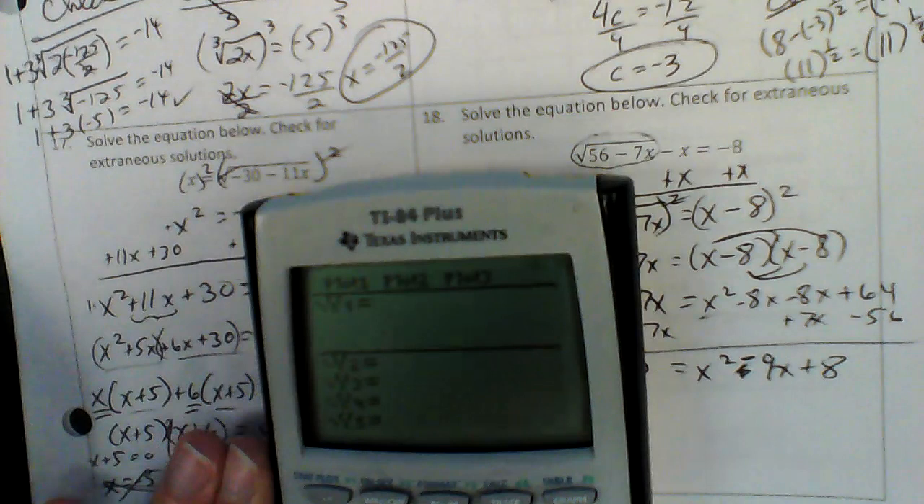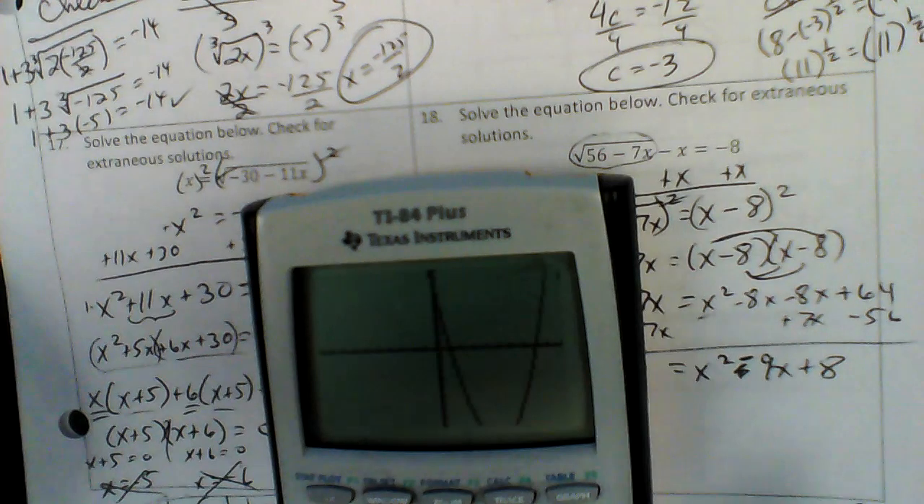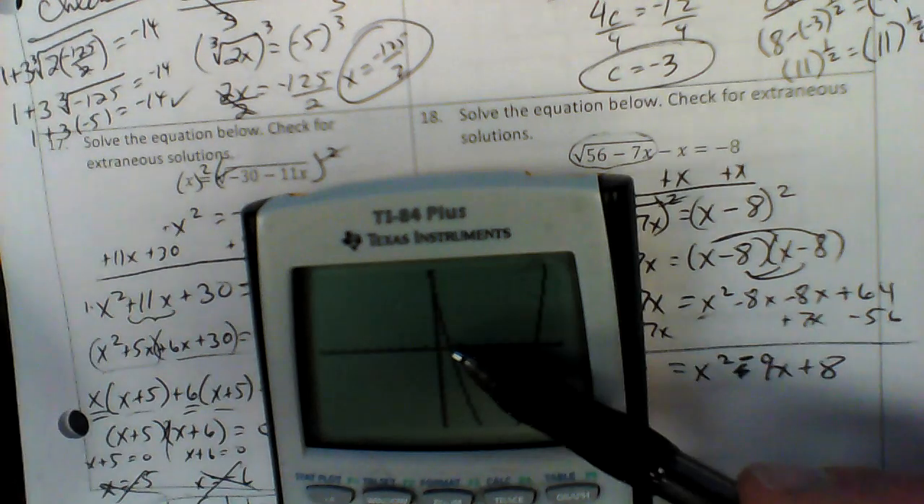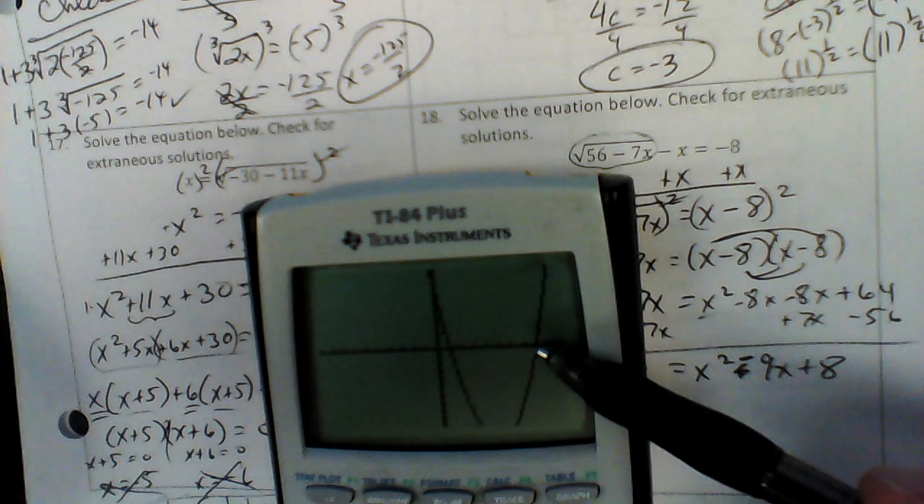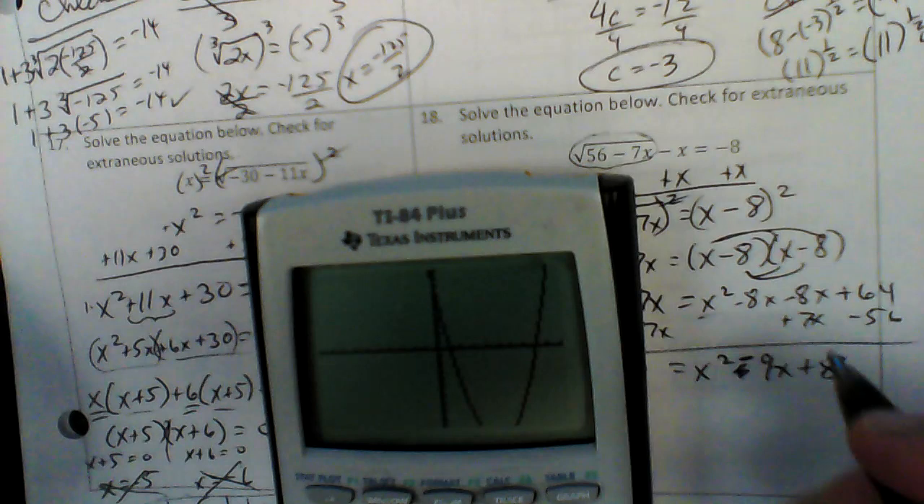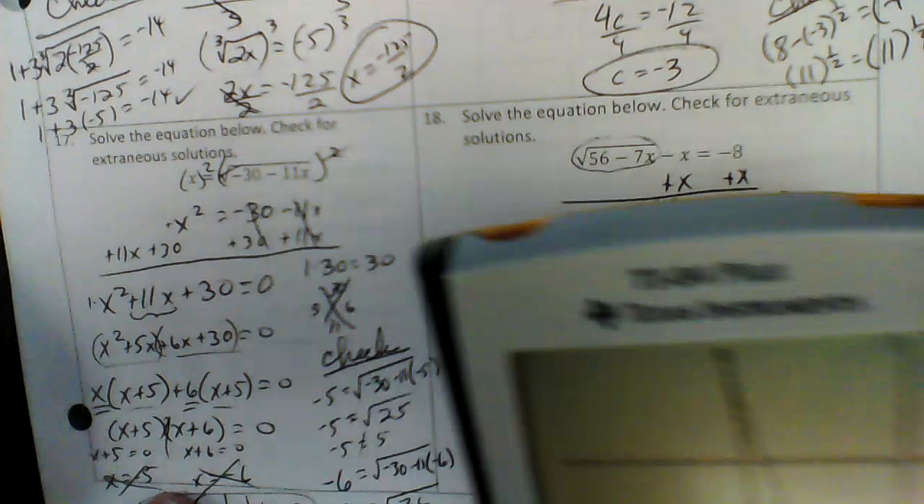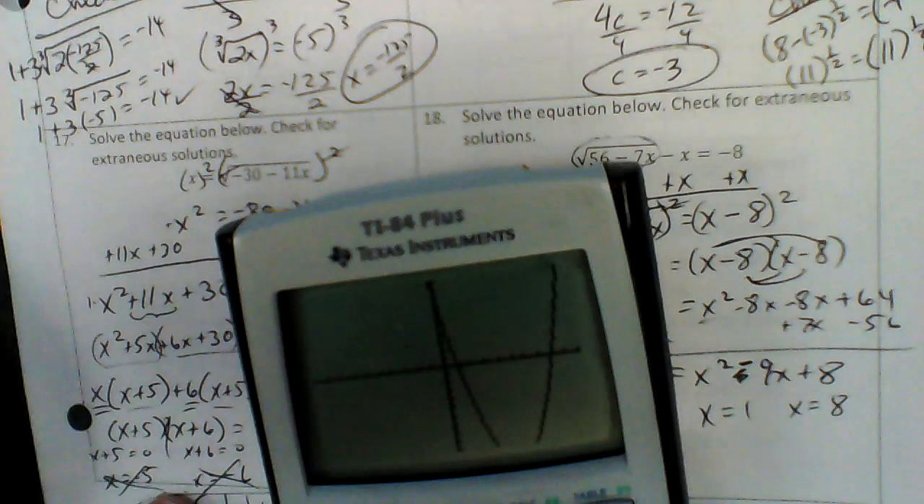So if we graph it, go to y equals, or Desmos. Desmos is going to be easy also. And on Desmos, when you go to graph, 1 and 8 are your solutions. x equals 1, x equals 8. If you want to know more about the actual calculator and how to do that, I will.